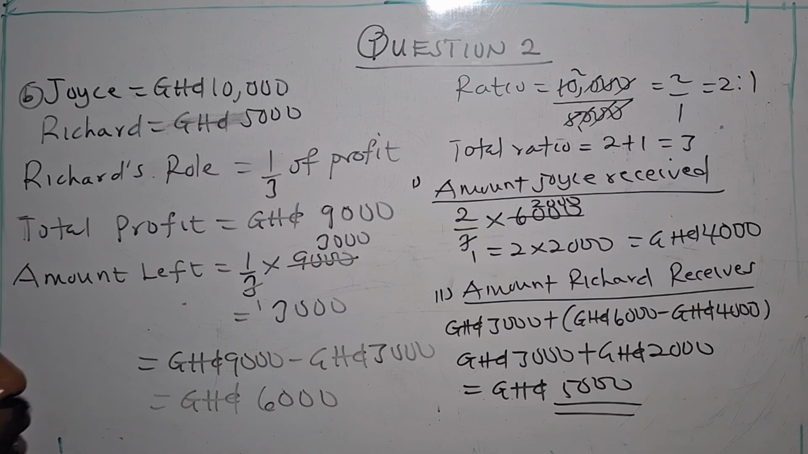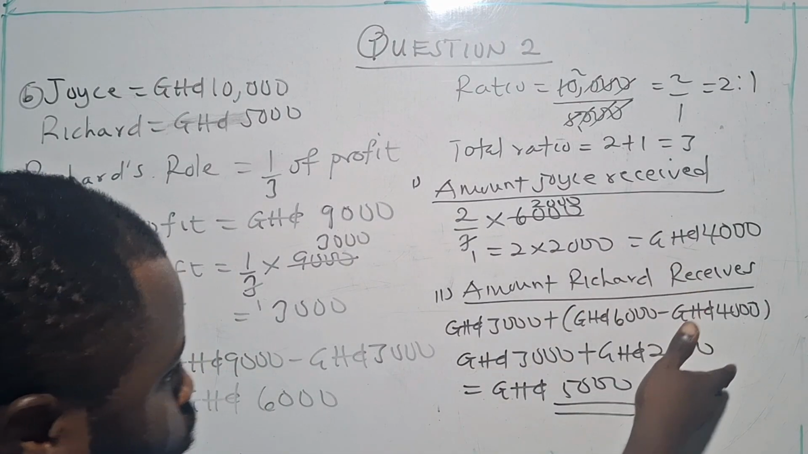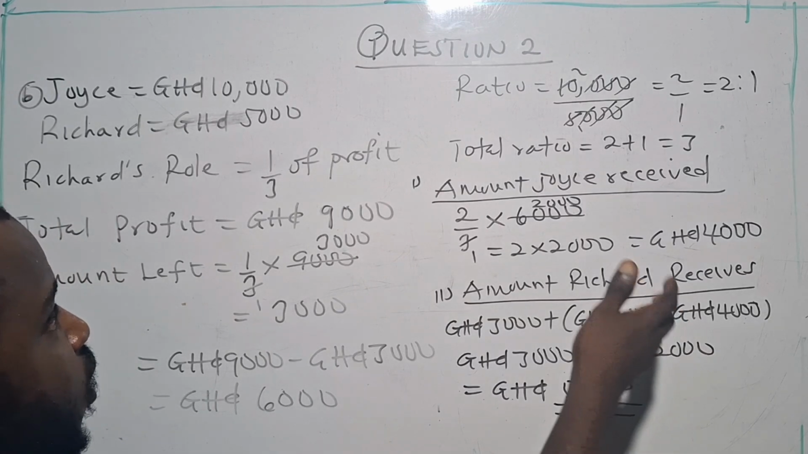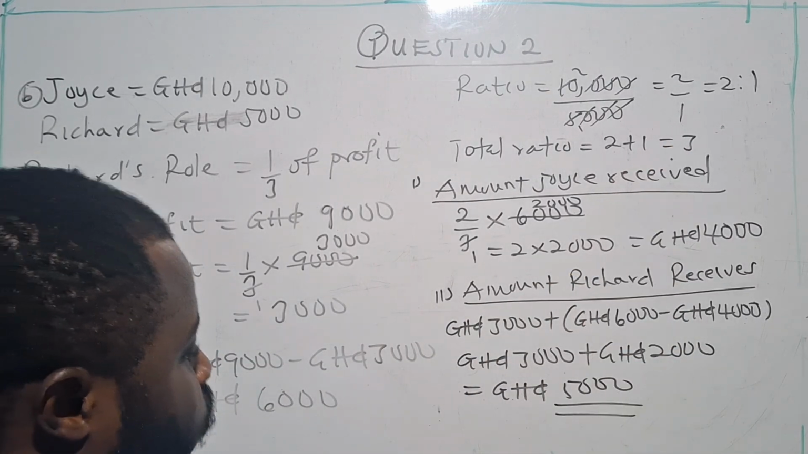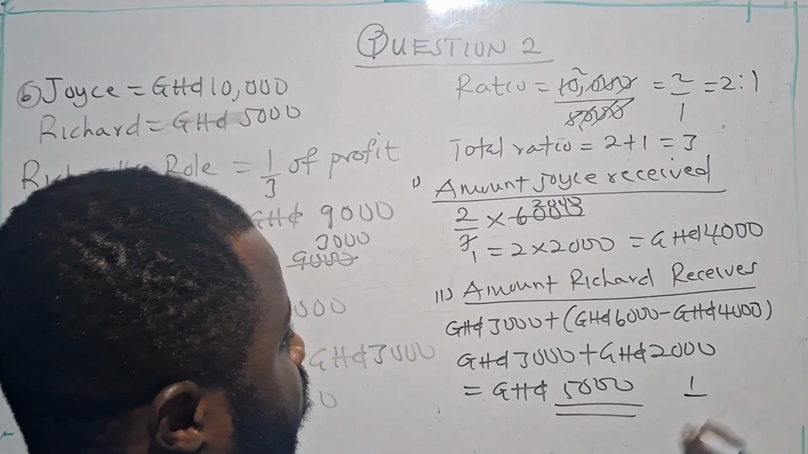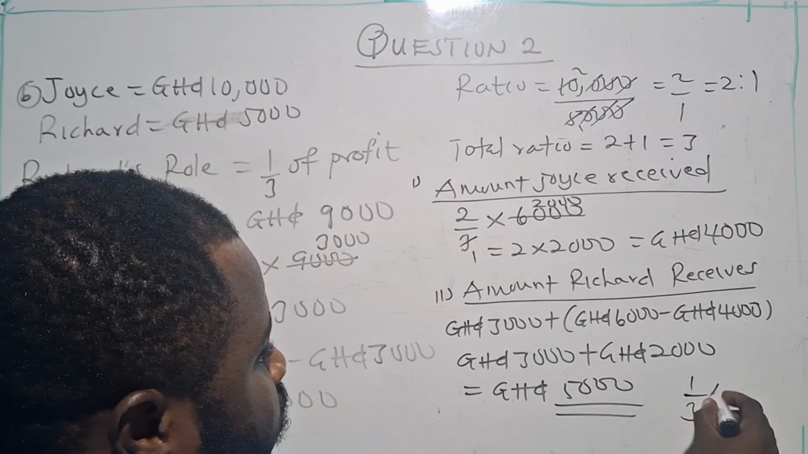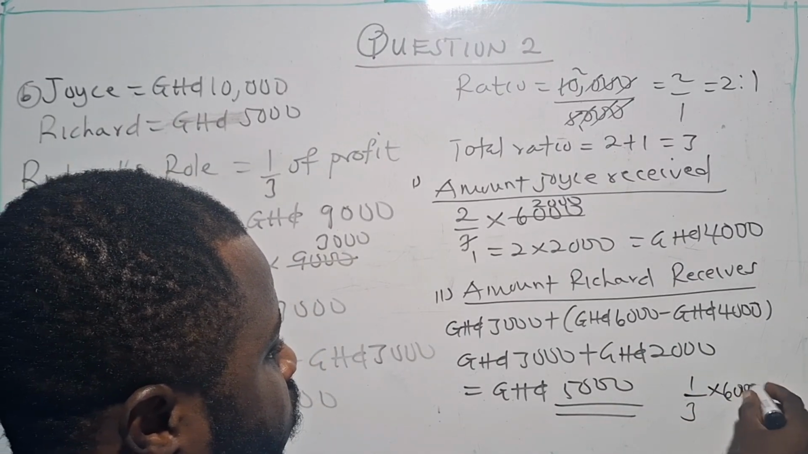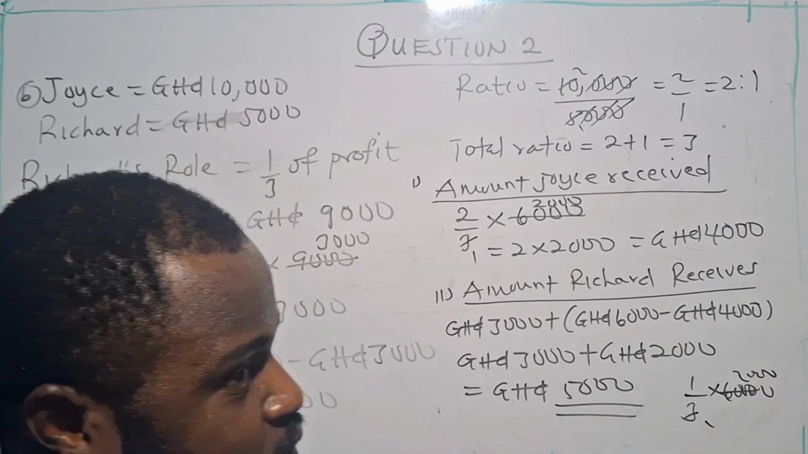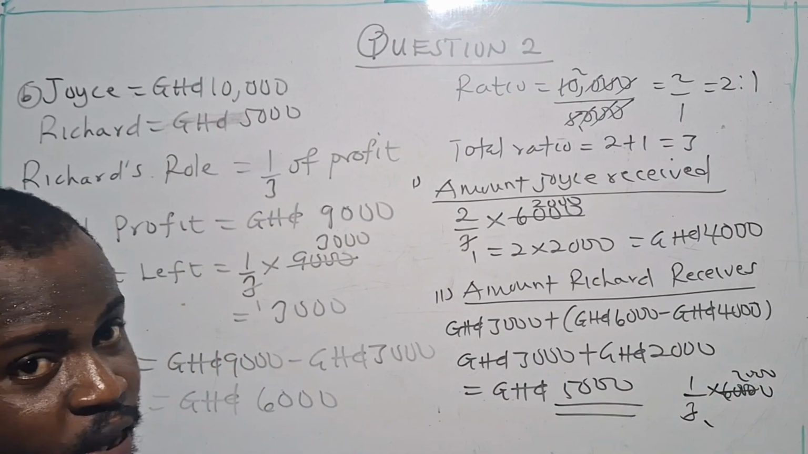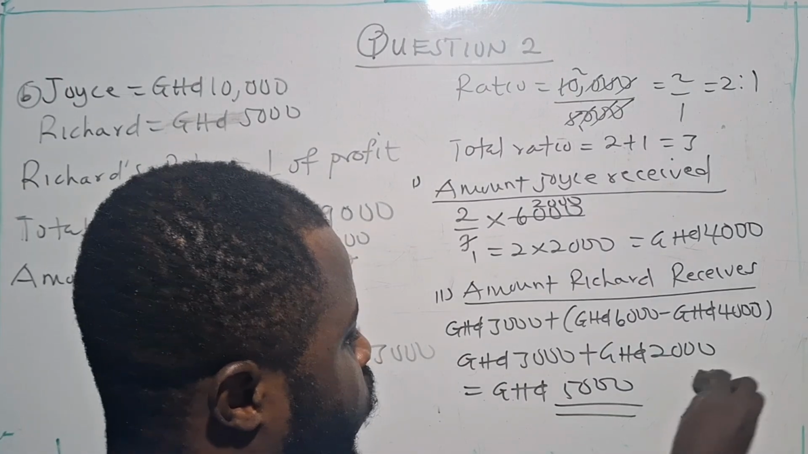Yet still, you can use Richard's ratio. Richard's ratio was what? 1. Yes, Richard's ratio was 1 out of the 3 times the 6,000. And when you divide here, you are going to get 2,000. So you see, it still gives you the 2,000. Yes, so Richard is going to receive.